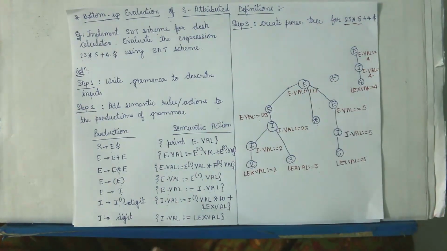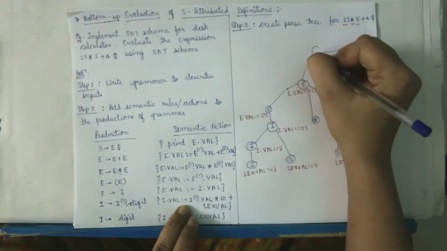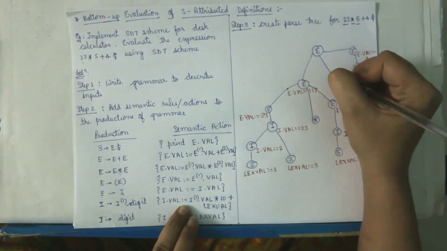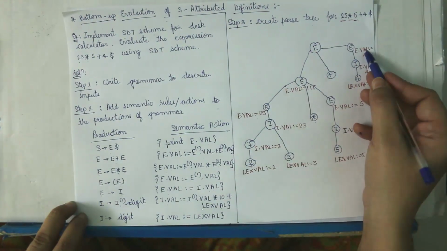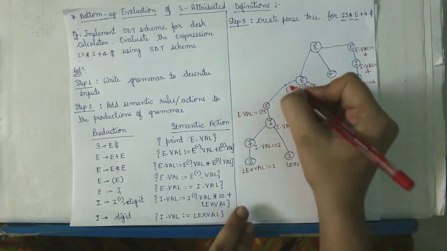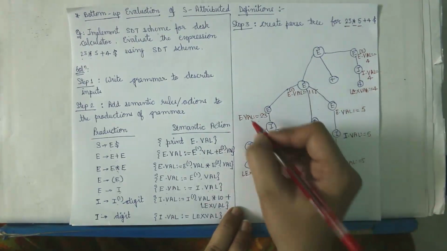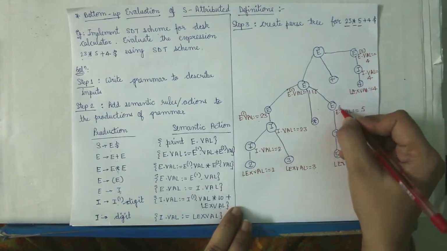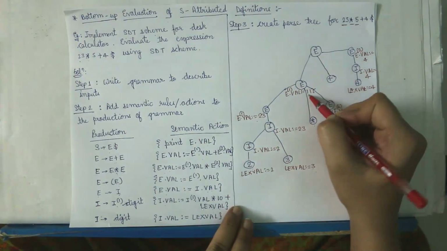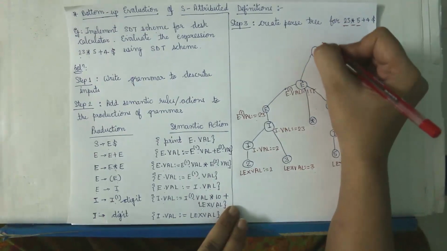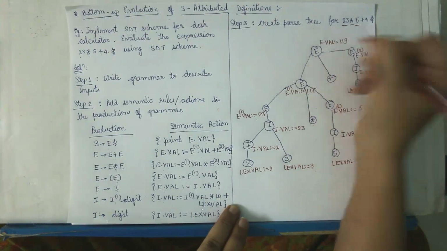Now we'll apply the E plus E rule to get E. So when I apply this E plus E rule, I'll take first E1's value, E2's value and add it. So we can call this E1 here, this E2 here. For this E, this was E1 and this was E2, and likewise. Now this E plus E will be this value 115 plus 4. So here E.val will be 119.